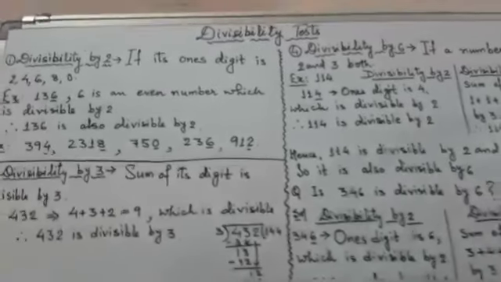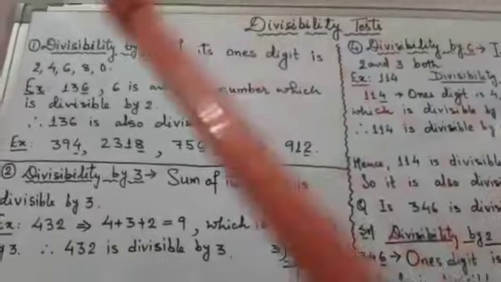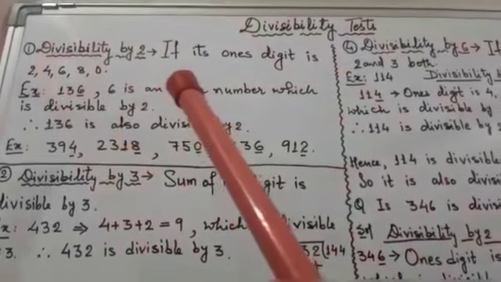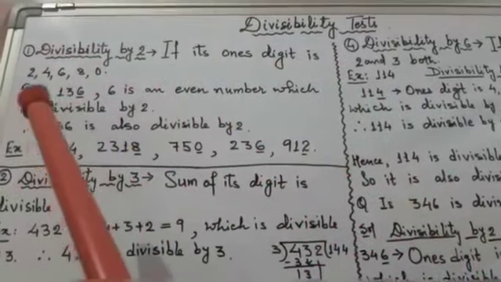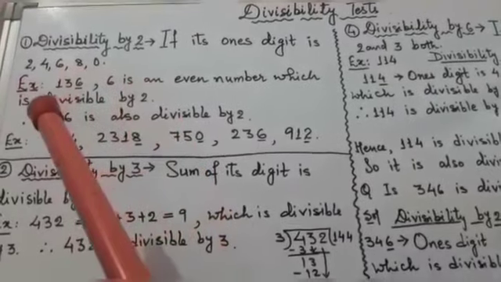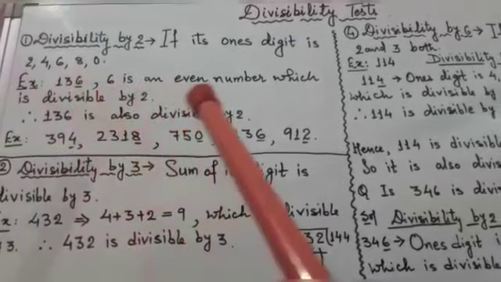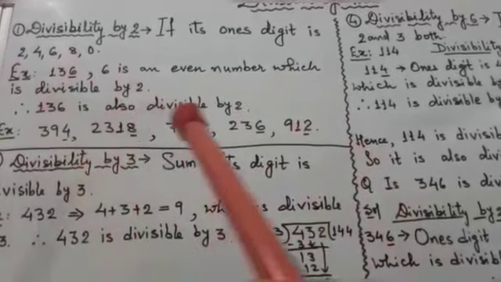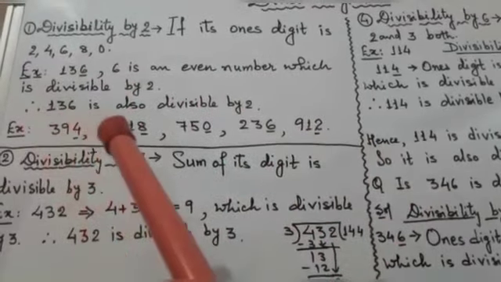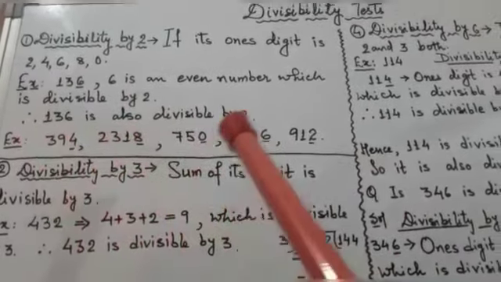Today's topic is divisibility tests. First, divisibility by 2. If its ones digit is 2, 4, 6, 8 or 0, it is an even number, which is divisible by 2. For example, 136: the ones place is 6, an even number, which is divisible by 2. Therefore, 136 is also divisible by 2.